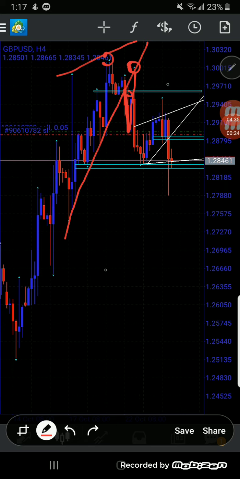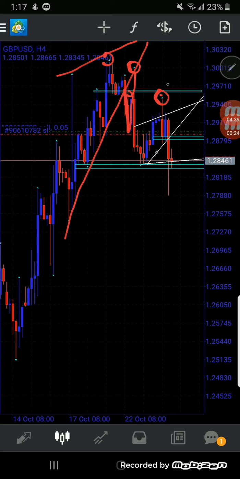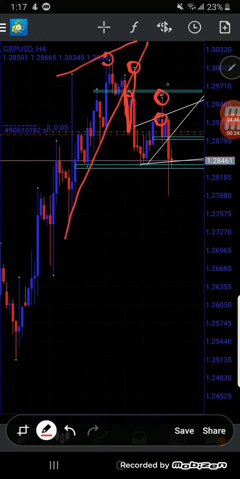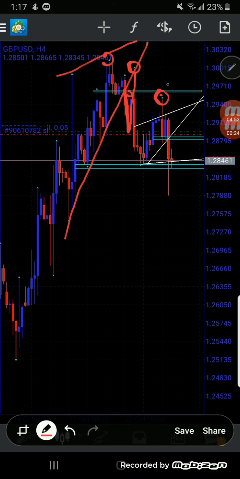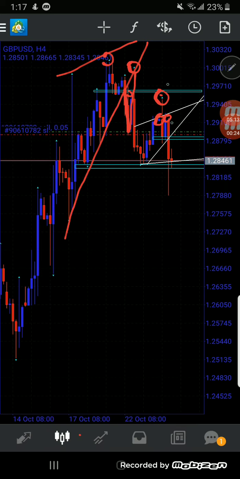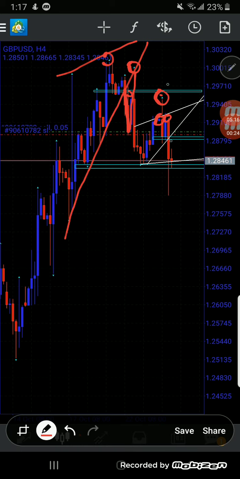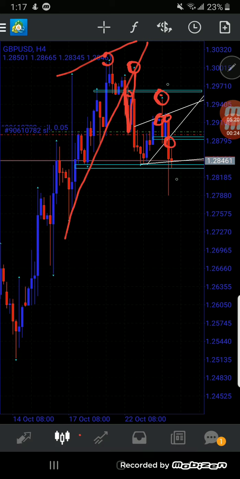Yes, you could have entered around here, but you could have also entered here because it broke the structure, then came back down and closed in the structure again. It closed inside of the structure. It consolidated a bit. So you had 12 hours of time to really enter this point. So you had plenty of time. You could have entered here, or when it finally broke the structure, you could have entered right there and got some pips.